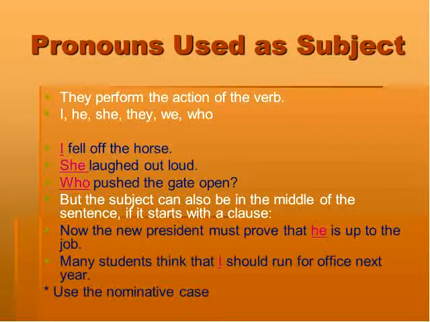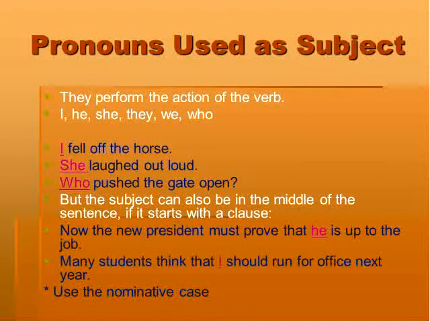Our next one here: pronouns used as subject. This is one way that they can be used. They perform the action of the verb. So you would look at the nominative case here for subject. These are the singular and plural pronouns that you would use. I fell off the horse. She laughed out loud. Who pushed the gate open? These are all subjects, performing the action of the verb.